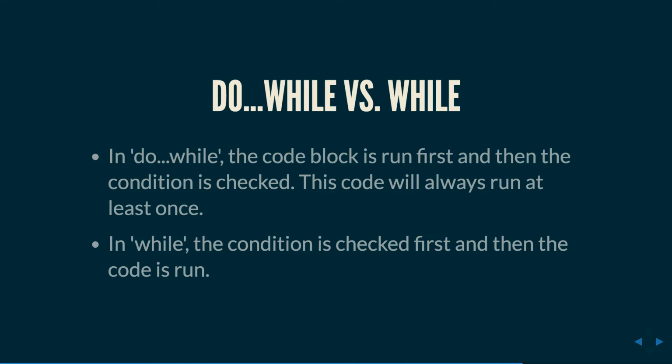Okay, so once again, in a do while, the code block is run first and then the condition is checked, so the code will always run at least once. In a while loop, the condition is checked first and then the code is run.